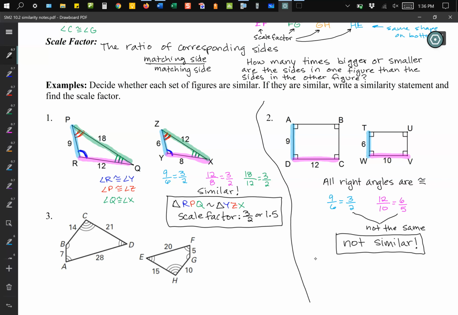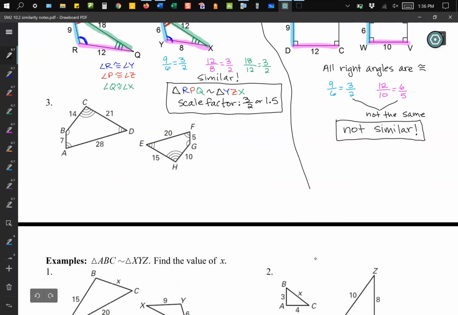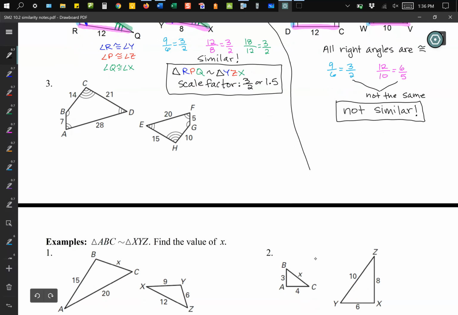So don't write the similarity statement or find a scale factor if they're not similar. The similarity statement and scale factor don't exist. Some of you may find that your head hurts when they're rotated like this. So I really like to color code. If you've got some colored pencils, I find that can be really helpful. It does help that the angles are marked here, but I'm definitely going to do some color coding.